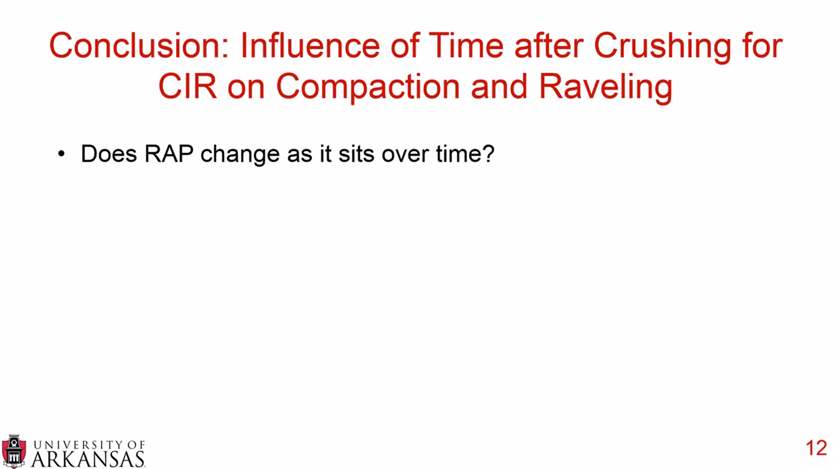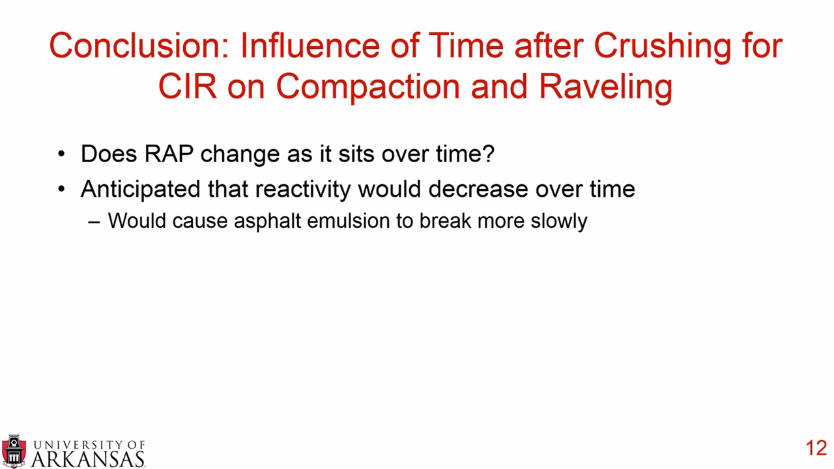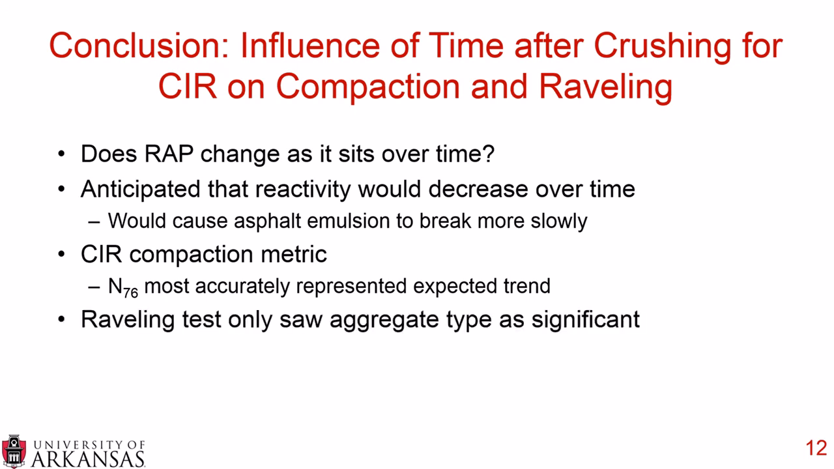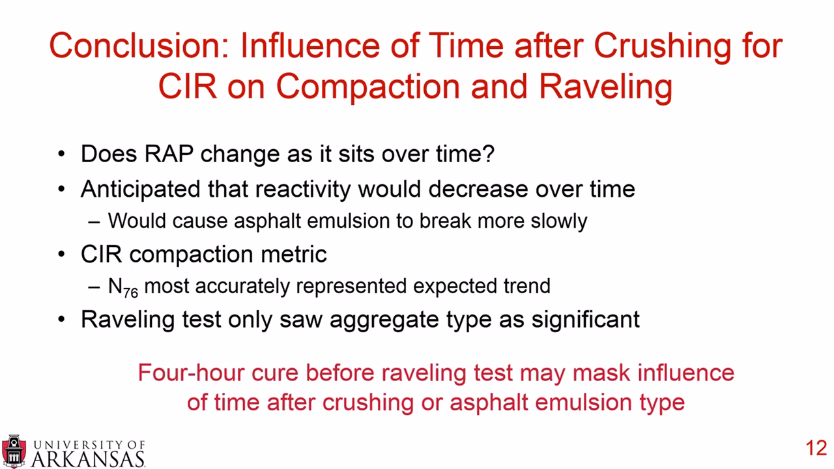So in conclusion, what we were looking for in this work was, does the RAP change as it sits over time? Does the charge on the RAP decrease after it is crushed? We anticipated that the reactivity would decrease over time, and this would cause the asphalt emulsion to break more slowly. Really the only CIR compaction metric that showed any reasonable results was the N76, which showed that parabolic shape. It's worth noting that the Raveling test only saw the aggregate type as significant. The main conclusion is that we felt the 4-hour cure time before the Raveling test may have masked any influence of time after crushing or asphalt emulsion type. We found quite a few interesting things, but we believe there are other factors that need to be more fully explored.